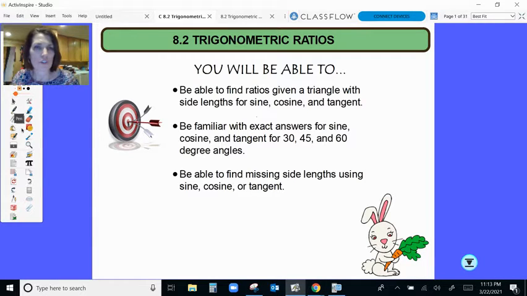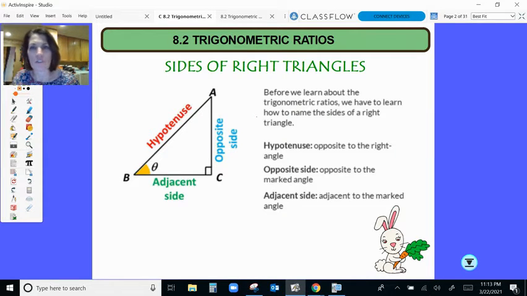This is 8.2. We're going to start trigonometric ratios. And to be honest, I think this is the coolest chapter of the whole year. So I hope you have fun with it. Trig ratios involve right triangles and right triangles only.